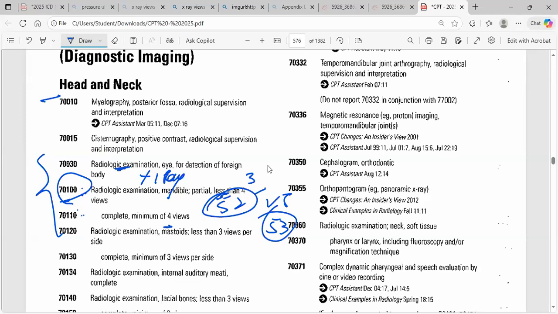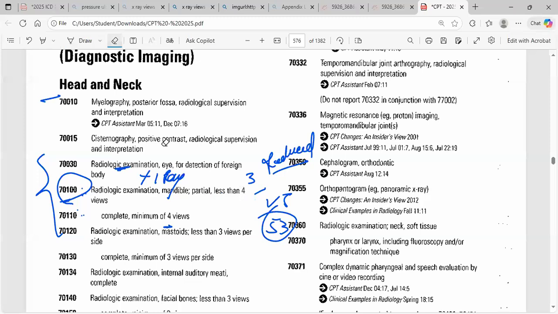So modifier 52 is reduced services. Reduced services means when the doctor intentionally reduces the procedure which we are going to bill and the doctor did not perform the procedure completely, then we are going to consider it as reduced services. Like you can see here, if they are going to bill 70110, it needs a minimum of 4 views, but the doctor did not do the 4 views, then what are we going to do? In this case, we are going to use 70100.